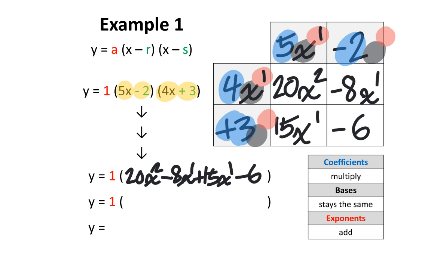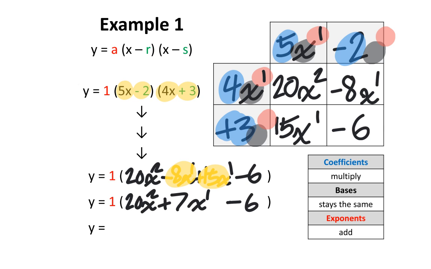At this point, you want to look for like terms. These would be like terms since they have the same base and the same exponents. When you combine these like terms, you're going to end up with 7x to the power of 1. Now, when you're combining like terms, bases are going to stay the same and exponents are going to stay the same as well. 20x to the power of 2, I haven't touched it. I'm going to add a plus sign in front of this term, and this minus 6, I haven't touched it either.